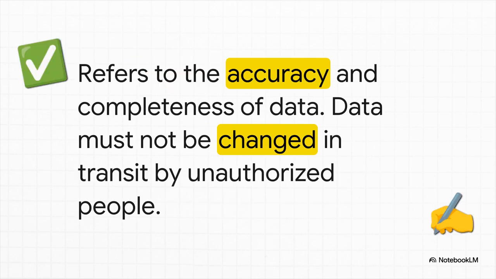Next up is integrity, and this is all about trust. It's what ensures that your data hasn't been messed with or changed without your permission. Think about it like this. Say you're making an online payment. If you send $100, integrity is what guarantees an attacker can't just intercept that and change the number to $1,000. It means the information stays accurate and trustworthy from start to finish.